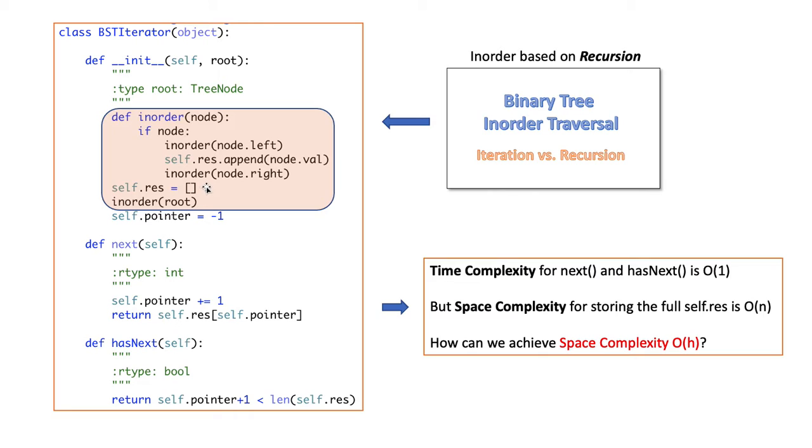So how can we achieve space complexity O(H) without storing the whole in-order traversal? Well, the problem with recursion is that it's harder to exit out of the recursion once it's started. So instead, let's try iteration to see if it's easier to exit out of the iterative loop as needed.